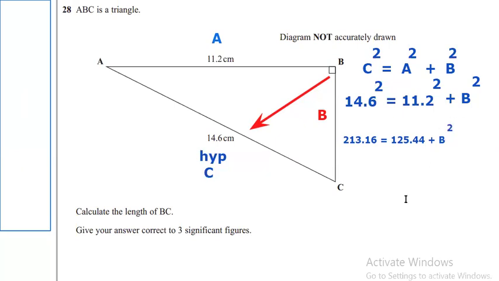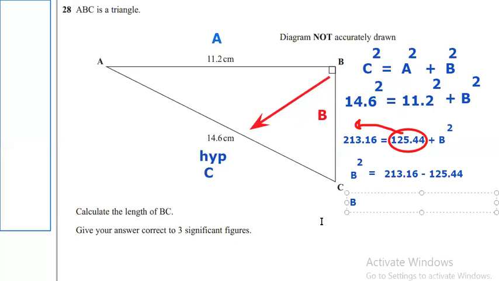Now I need to make b the subject. It means I will move everything to the other side. First, I'll move the 125.44. Because it's positive, I'm going to take it to the other side and make it negative, or subtracted from the other side. So b squared will equal 213.16 minus 125.44.